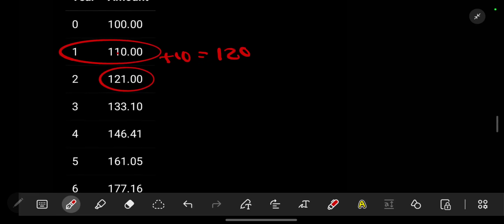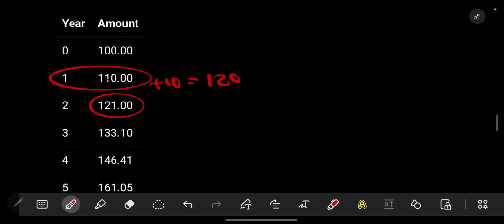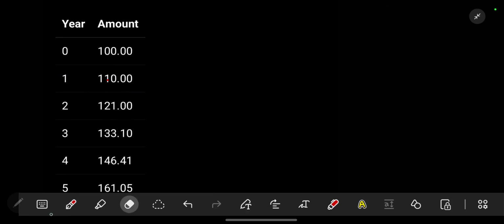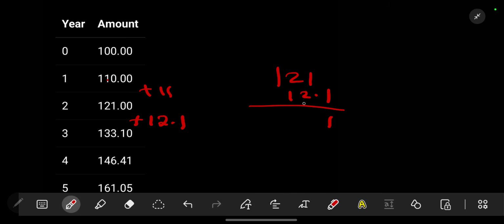Then when we look at here, 121, that means to say 11 kwacha was added. So for you to move to the next one, we have 11 kwacha added. So 110 plus 11 is 121. So 121 plus 131 here, what was added in the actual sense is 12.1. So as you can see, when you add 12.1 to 121, this will give us 133.1.